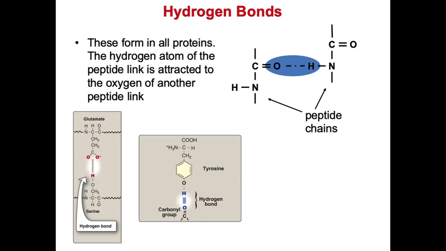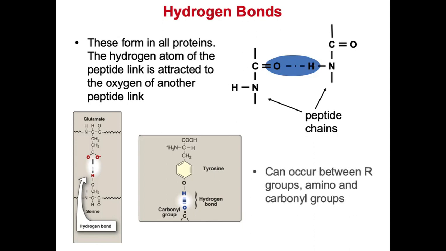We can also get hydrogen bonds not just with a negative charge, but also with a carbonyl group, as shown in the diagram here with tyrosine. So it's that slight negative charge of the oxygen together with a positive charge on the hydrogen. And these can occur between not only the R groups of the amino acid, but also between the amino and the carbonyl groups.